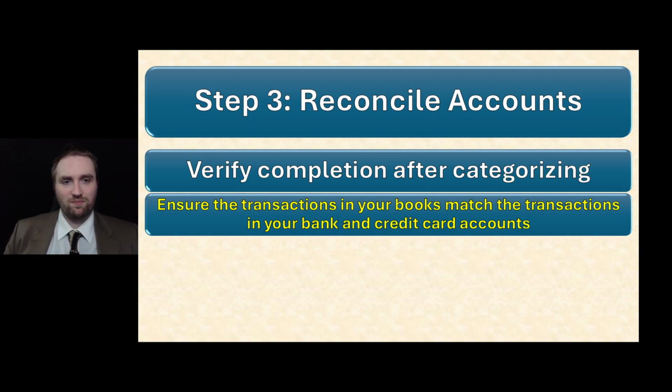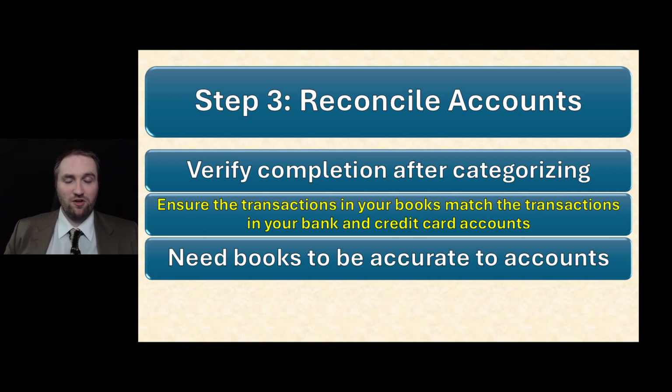That way, you know you didn't add or forget any transactions, and it helps verify the accuracy of the numbers in your books. Remember, your accounts will have the true numbers, and your goal is to make sure that your books are accurate to the accounts, but always defer to your bank and credit card accounts, which will have the accurate information. So, how do you reconcile your books? Let's once again break it down into substeps.